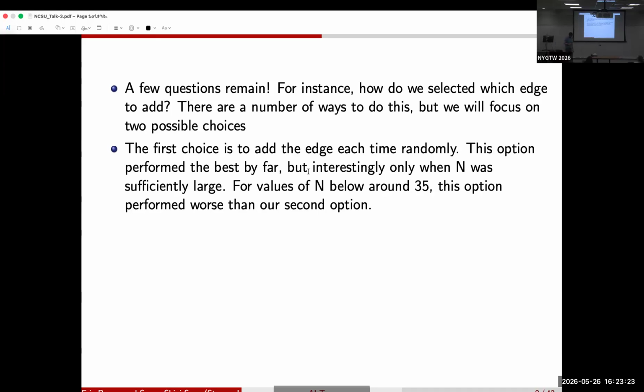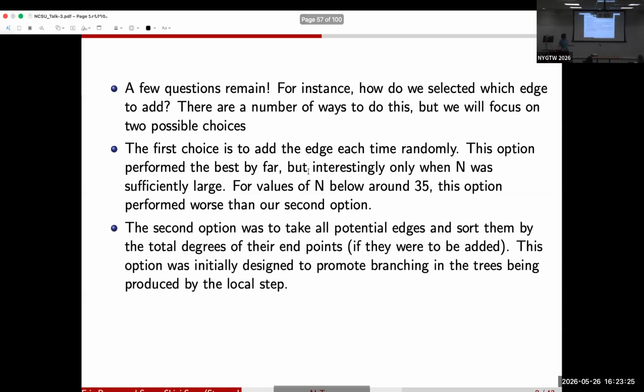Let me just talk about what the second option was. The second option was to take all potential edges and sort them by the total degrees of their endpoints if they were to be added. In other words, I look at all non-edges that I could possibly add to this tree, and ask which of these non-edges, if I added it, would create the vertex of largest degree for this tree? The reason you might do this is that now I'm adding edges in a way that is designed to promote branching, because the resulting tree suddenly is going to have a vertex of potentially large size. Promote branching.